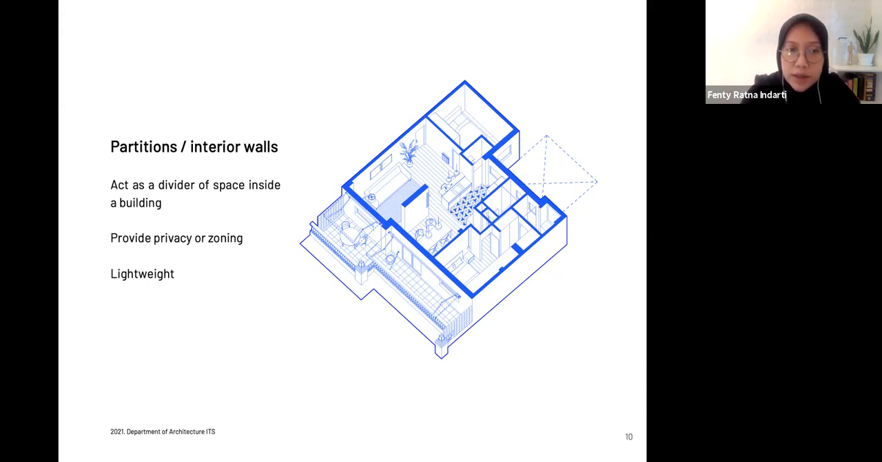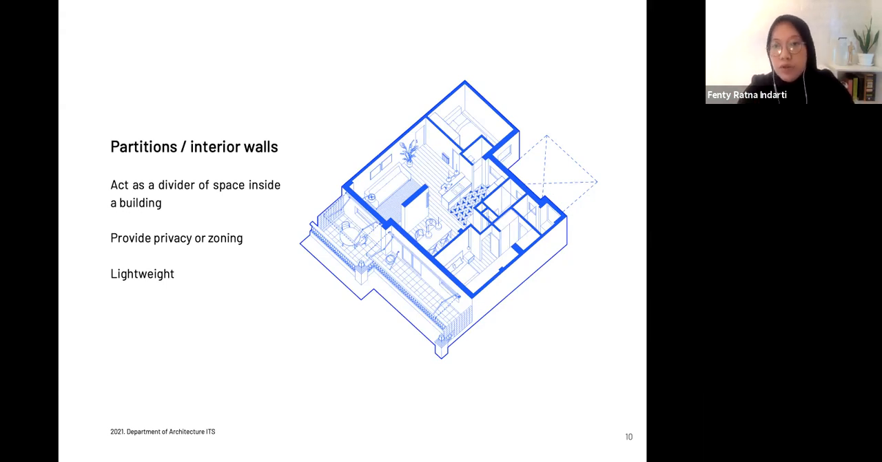And usually it is more lightweight than the exterior wall. But in Indonesia, we use the same type of materials for the exterior walls and also the interior walls, so it might be the same. But there are other types of partitions and other materials that I will mention in the next slide, that use more lightweight materials for the partitions or for the interior walls.